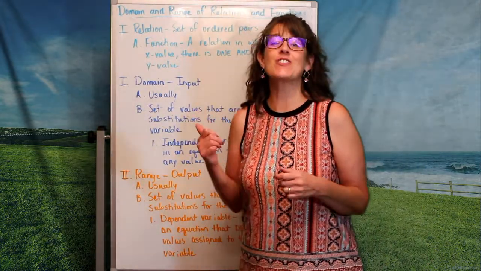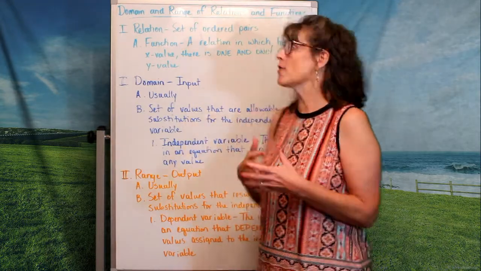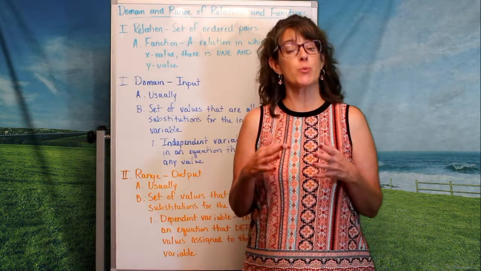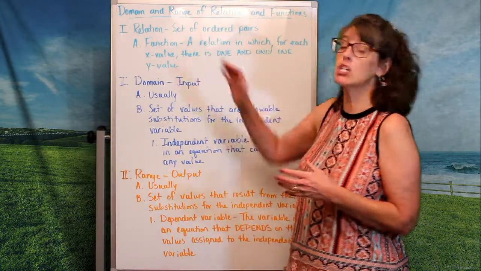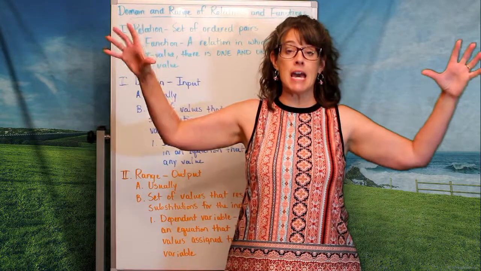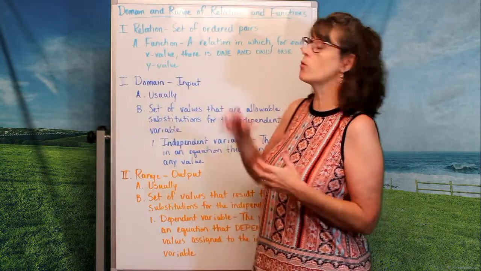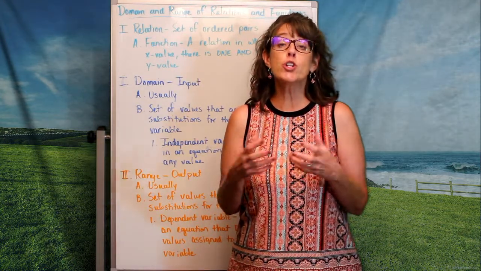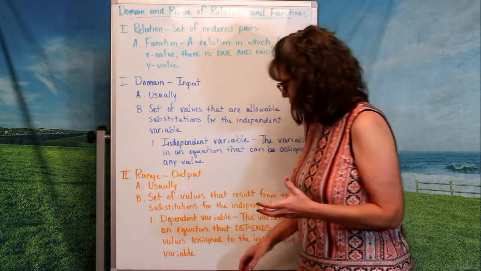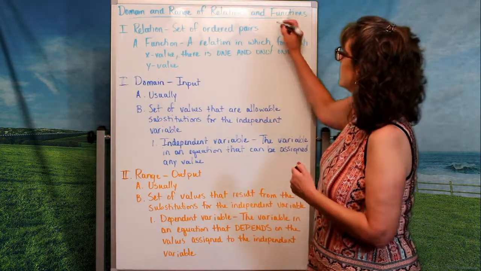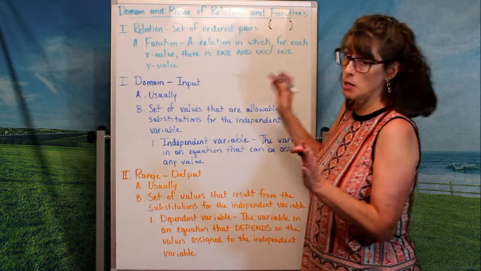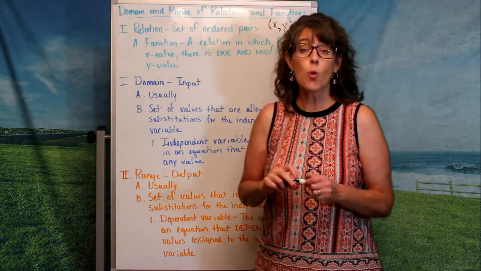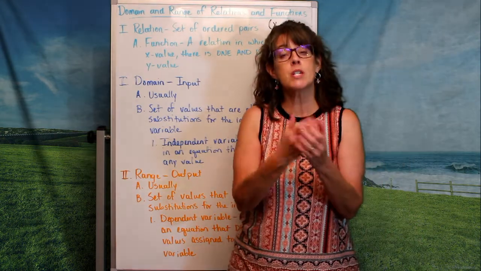So let's now talk about domain and range of relations and functions. Before we get into domain and range, let's review a little bit what relations and functions are. Remember, a relation is the overarching main category. A relation is simply a set of ordered pairs. The order matters in these ordered pairs because the order determines what that relationship is. And we've talked about ordered pairs before that look like this. And always, we have the x-coordinate first and then the y-coordinate next. And the order matters tremendously because the order establishes that relationship.